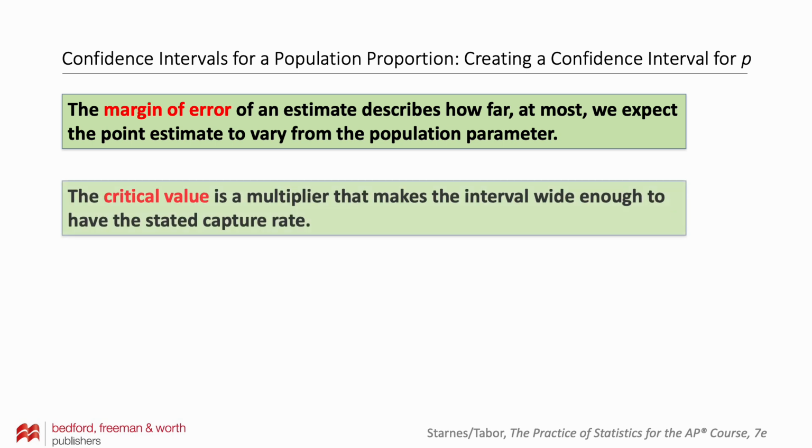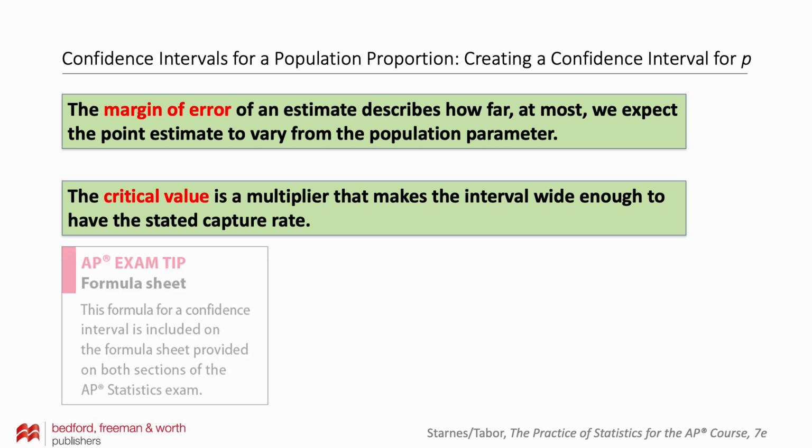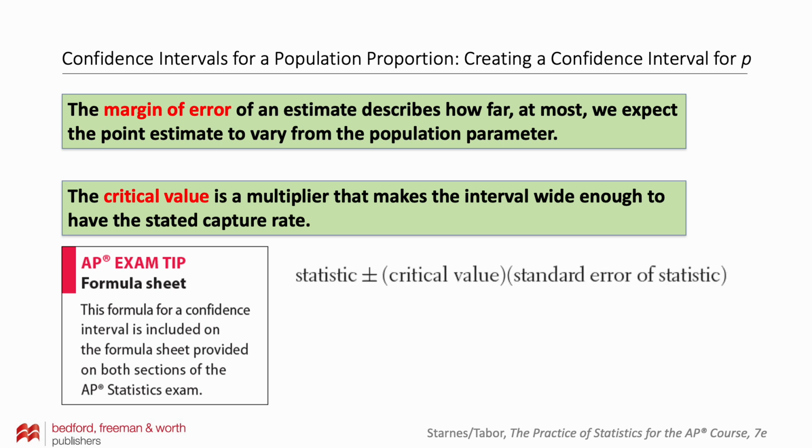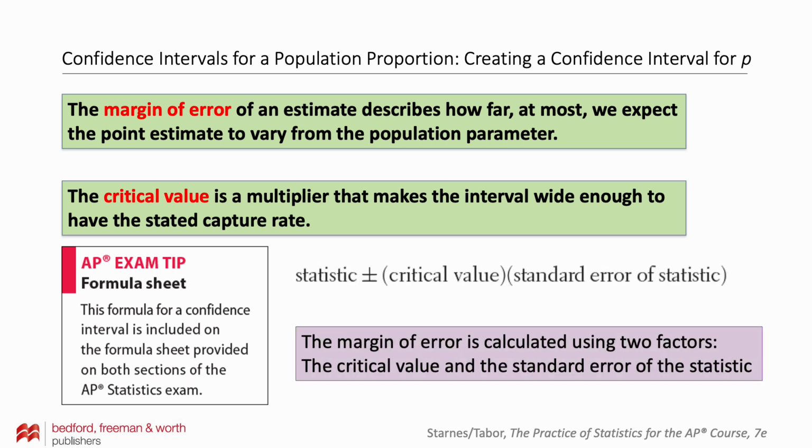The first factor is the critical value, which is the multiplier that makes the interval wide enough to have the stated capture rate. The critical value depends on the confidence level and the sampling distribution of the statistic. A greater confidence level requires a larger critical value. And then we multiply by the standard error of the statistic. This general formula for finding the confidence interval is included on the formula sheet.